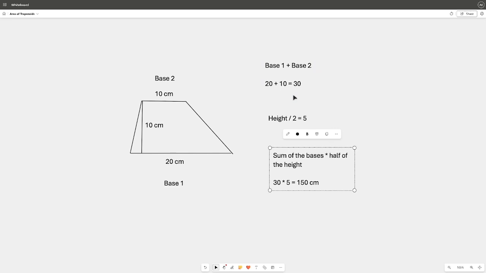And we have to write squared, of course. 150 centimeters squared. And that would be the answer for our first example right here. So again, to review, you add the bases up, 20 plus 10. You write that number down. Here it's 30. Your next step, divide the height by 2, write that number down. And both of those numbers that you just wrote down, you're going to multiply them together, and that would give you your answer. All right?